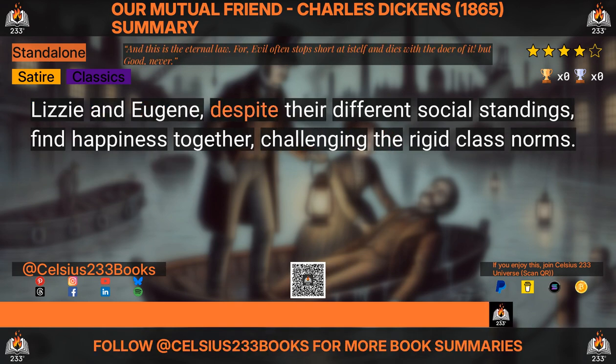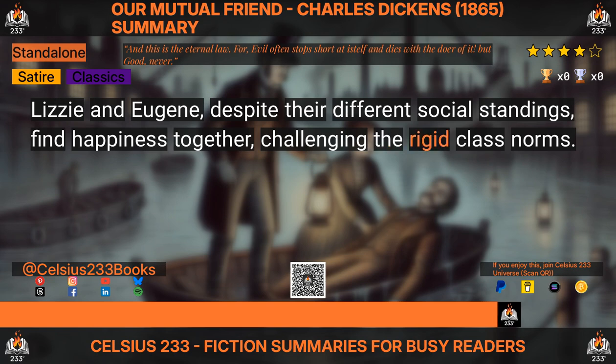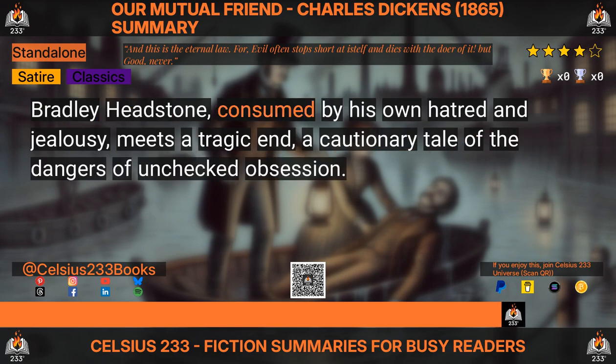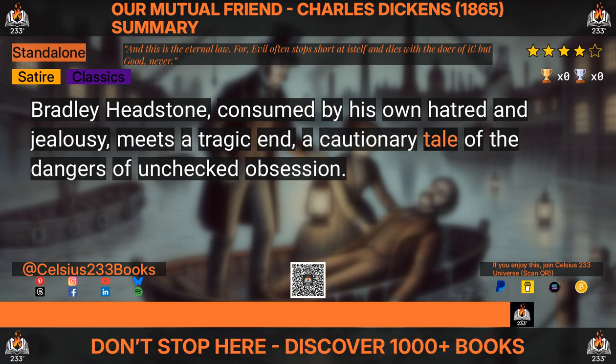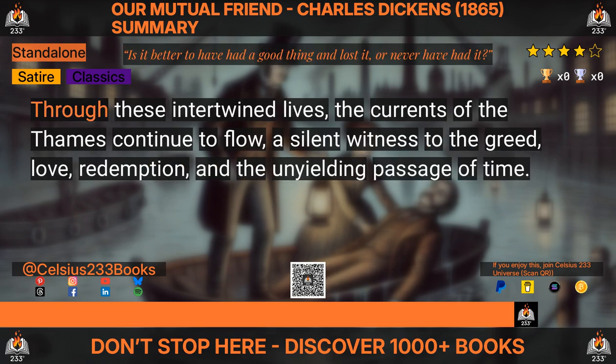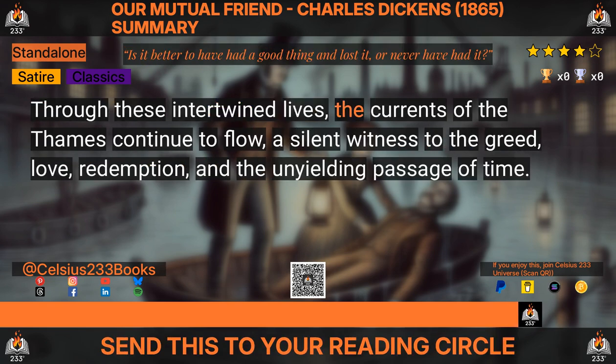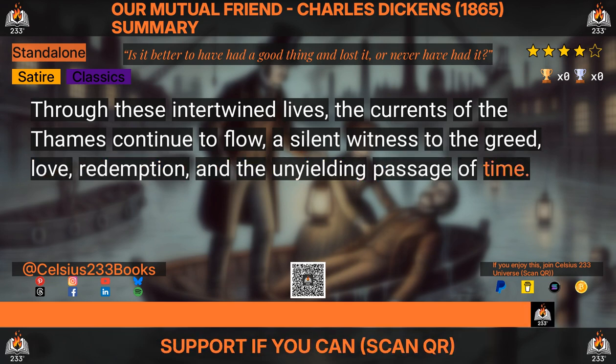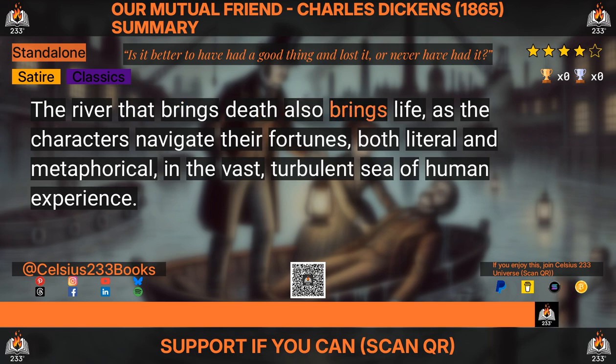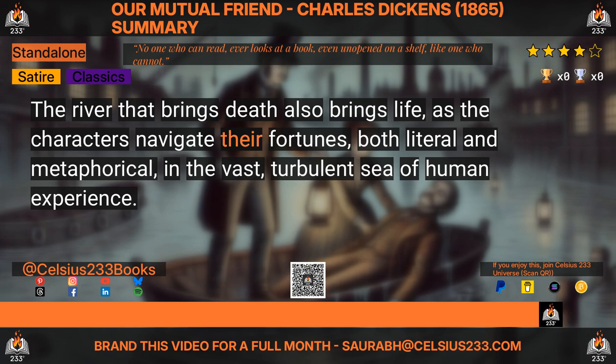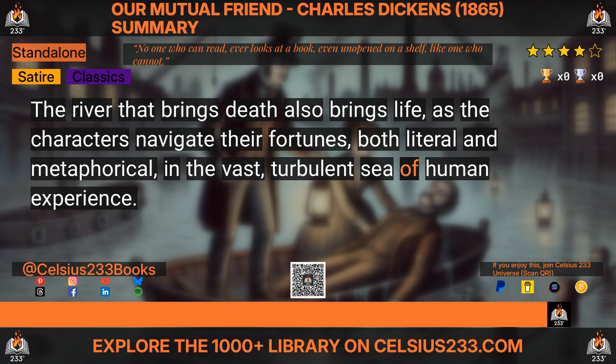Lizzie and Eugene, despite their different social standings, find happiness together, challenging the rigid class norms. Bradley Headstone, consumed by his own hatred and jealousy, meets a tragic end, a cautionary tale of the dangers of unchecked obsession. Through these intertwined lives, the currents of the Thames continue to flow, a silent witness to the greed, love, redemption, and the unyielding passage of time. The river that brings death also brings life, as the characters navigate their fortunes, both literal and metaphorical, in the vast, turbulent sea of human experience.